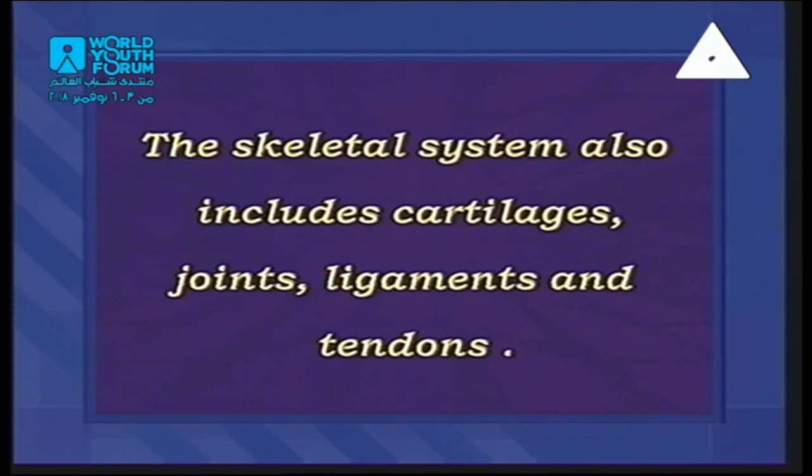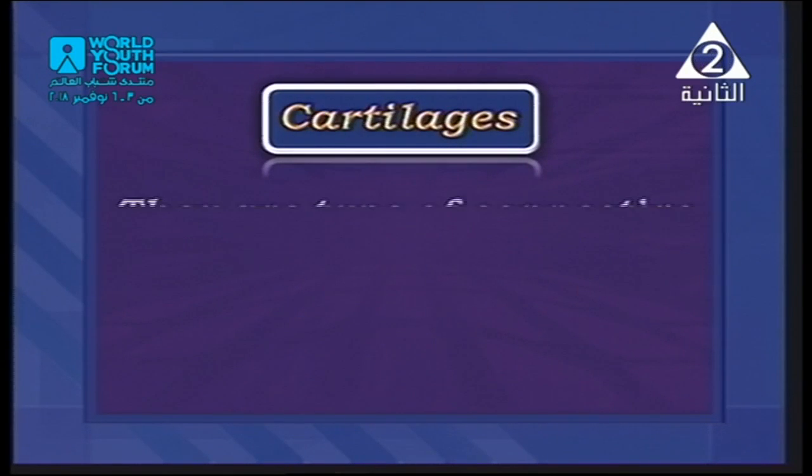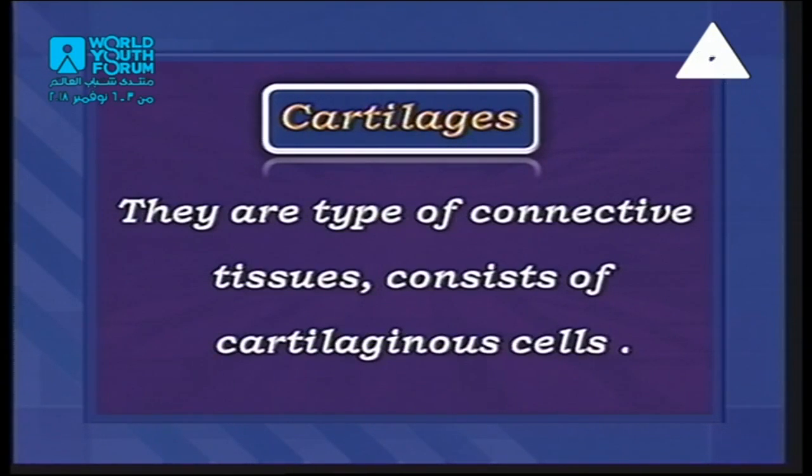Skeletal system also includes cartilages, joints, ligaments, and tendons. Let's study each one of them in detail. What does it mean: cartilage, joint, ligament, and tendon? Okay, let's start with the cartilage. Cartilages are a type of connective tissue, a strong connective tissue, consisting of cartilaginous cells.